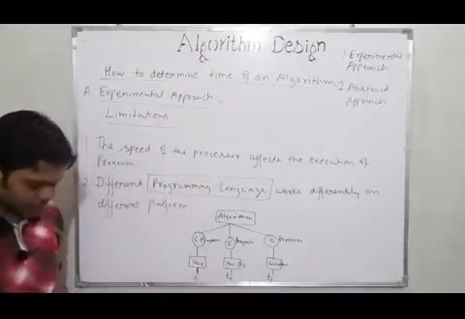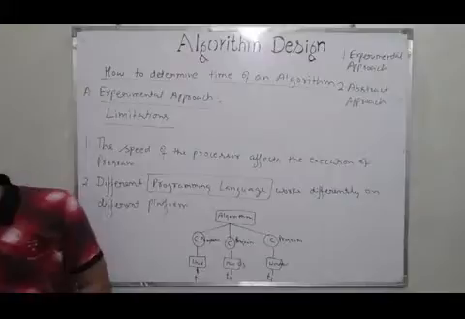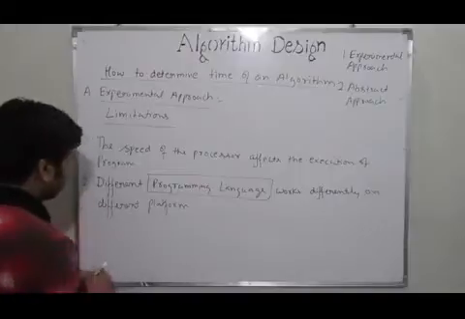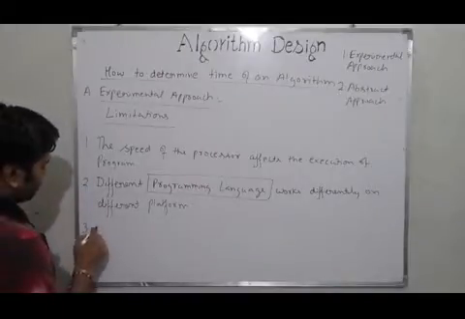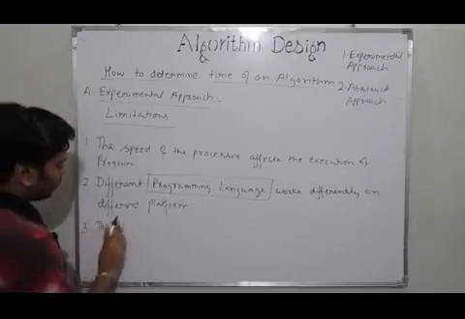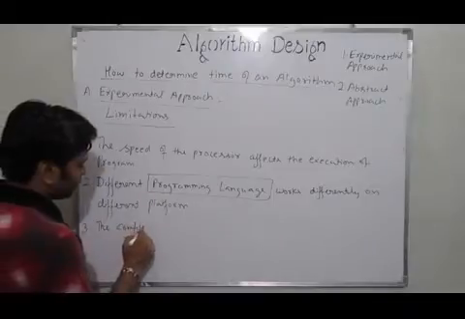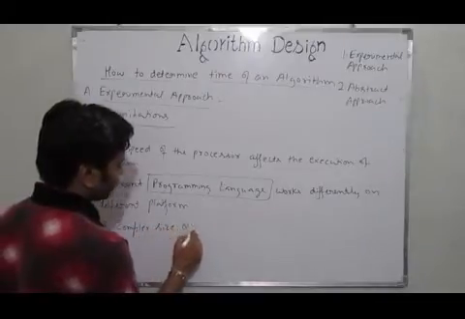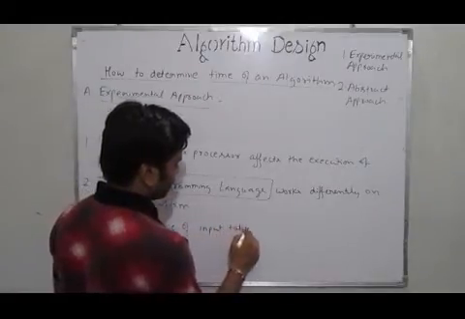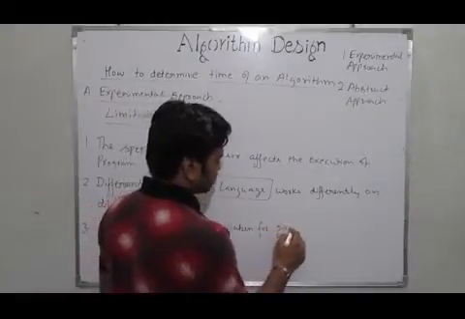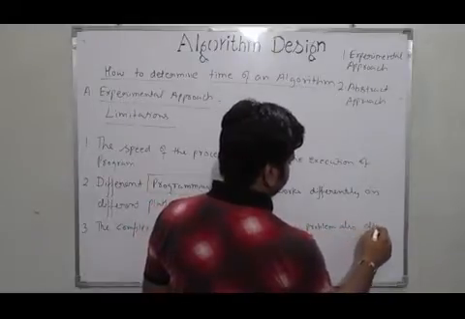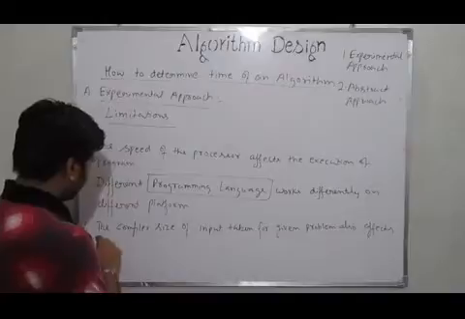And the third limitation that we basically observe in the experimental approach is that the complex size of input taken for a given problem also affects the running time of the program.